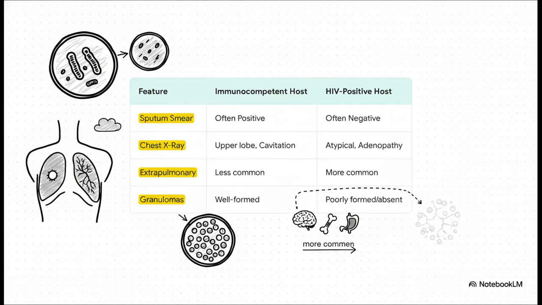In a normal, immunocompetent person, you expect to see a positive sputum smear and those classic cavitary lesions in the upper lobes of the lungs on an X-ray, right? But in someone with advanced HIV, you can just throw that out the window. The sputum smear is very often negative because the body just can't mount a strong enough inflammatory response to get enough bacteria into the sputum. We call that paucibacillary disease. And you won't see cavities because the immune system is too weak to even form them. Instead, you get these diffuse infiltrates and massive lymph nodes. And get this, more than half of the cases will be outside the lungs entirely.